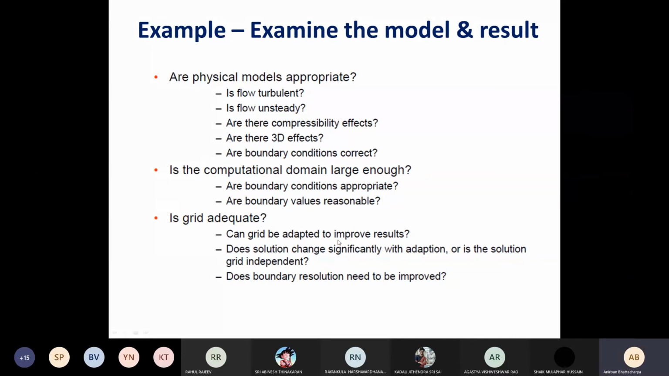Then another important thing to note here is that we can also, what is the time? We are running out of time.